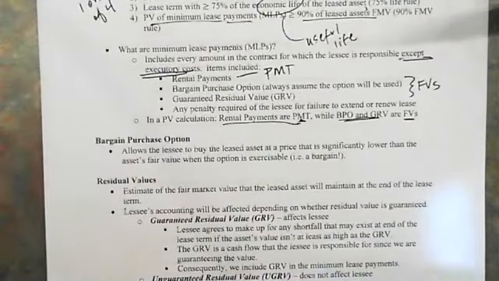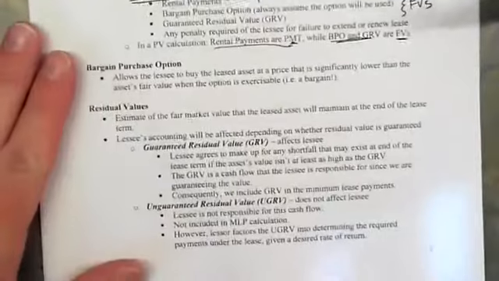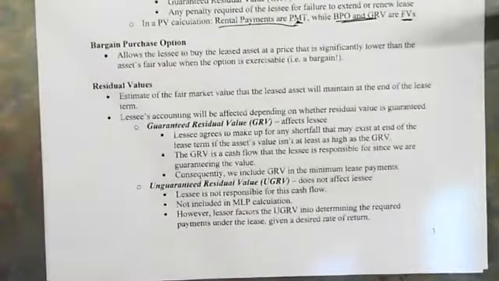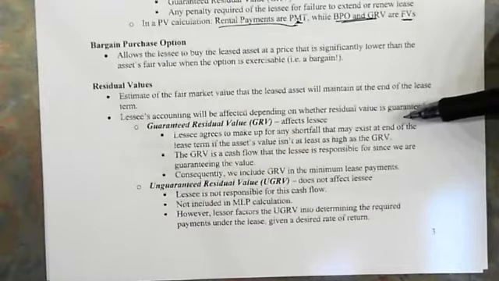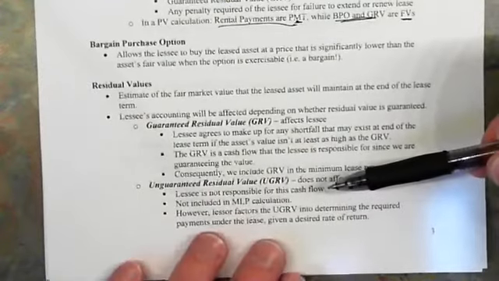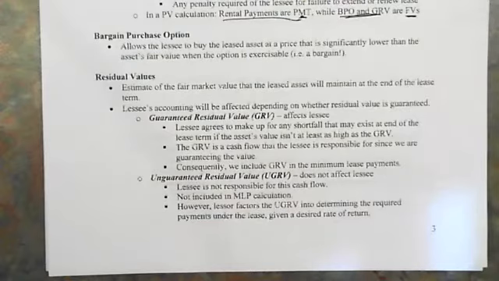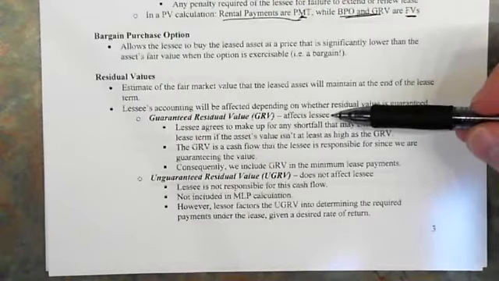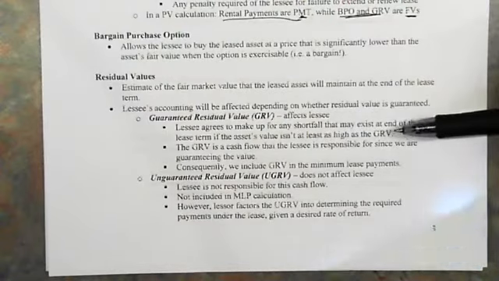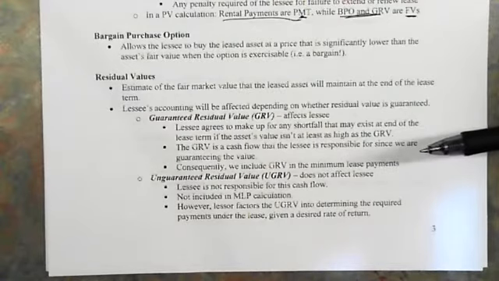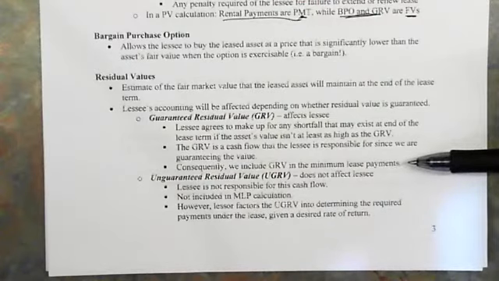Like I said, the bargain purchase option is just a bargain at the end of the lease term to purchase the item that you've been renting. The residual values that I'm talking about, the guaranteed residual value, the unguaranteed residual value, these are just, as we saw in depreciation, estimates of the fair market value that the leased asset will have at the end of the lease term. If it's a guaranteed residual value, that affects the lessee, because the lessee is then saying, all right, well, if it comes in under that value, I will give you some cash to compensate. So now this becomes a cash flow that the lessee is responsible for, since it is a guarantee of value, and therefore we include the GRV in the payments.